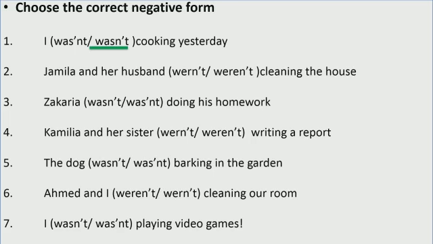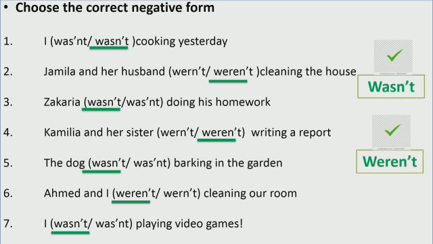Good. So now let's correct for number 2. Yes. Number 3. Yes. Number 4. Good. Number 5. Nice. Number 6. Good. And number 7. Excellent. So here are the negative forms of verb to be in the past. Good. So it's just about spelling now.